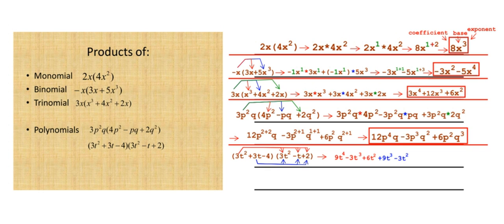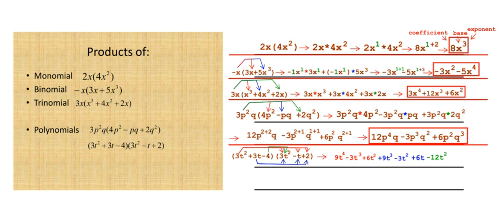3t times 2. Well, 3 times 2 is 6. And there's a single t, so it becomes 6t. And going for the last term, notice our green arrows. Negative 4 times everything on the other parentheses. Negative 4 times 3t squared. 4 times 3 is 12. Positive negative gives us a negative. And it's a negative 12t squared.